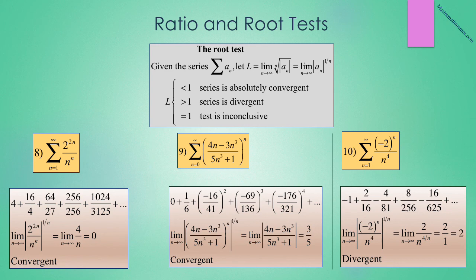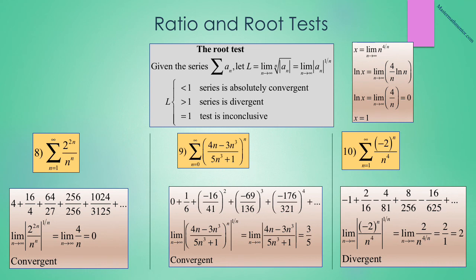The numerator is simply the limit as n approaches infinity of 2 when we eliminate the absolute value sign. The denominator is n raised to the 4 over n power. The limit as n approaches infinity of n to the 4 over n power is an example of infinity to the 0, and this particular one is equal to 1. Therefore, 2 over 1 is 2, and our answer is divergent.